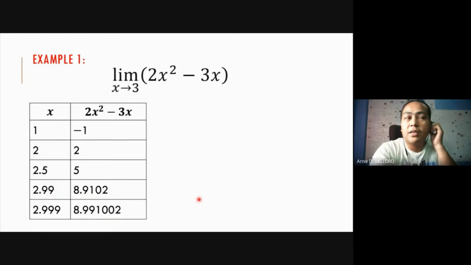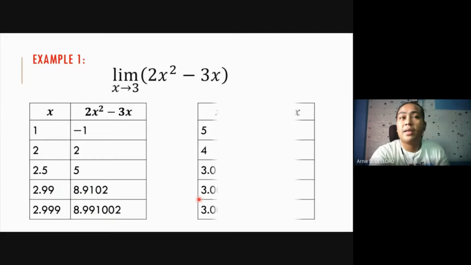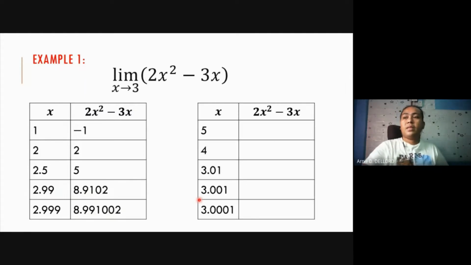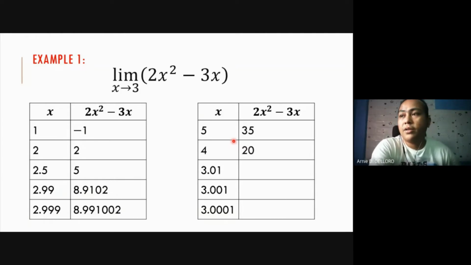Let's have the table of values from the right of 3. You will notice that here it starts at the bottom. The table is descending if we read the values from the top, but if we start at the bottom, then it is ascending. So if the value of x is 5, the value of the function is 35. If the value of x is 4, the value of the function is 20.